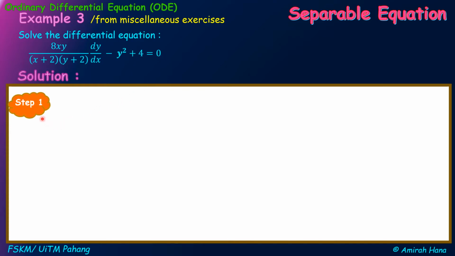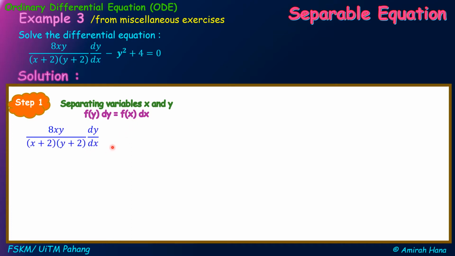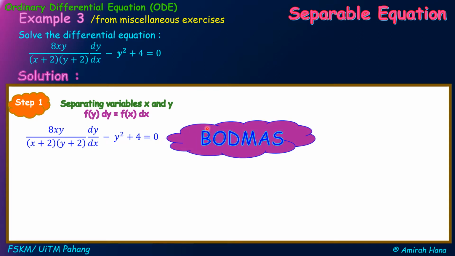Every time we solve a separable equation, the first step is separating variables x and y. Left hand side we write f(y) dy and right hand side we write f(x) dx. From the given question, to separate variable x and variable y, we can follow Boltzmann's rule. If we want to solve a mathematical operation, we solve bracket, exponent or root, division, then multiplication, and then addition or subtraction. But now we want to separate.